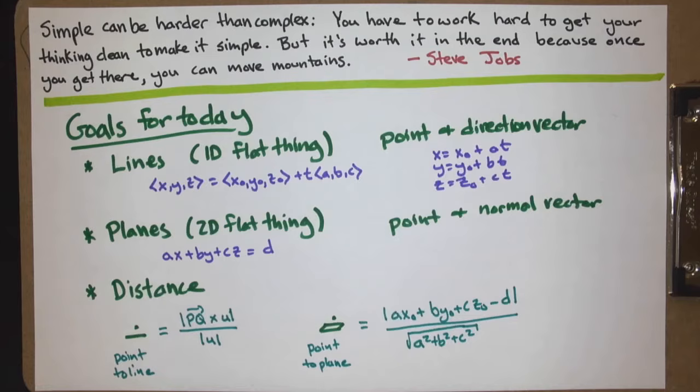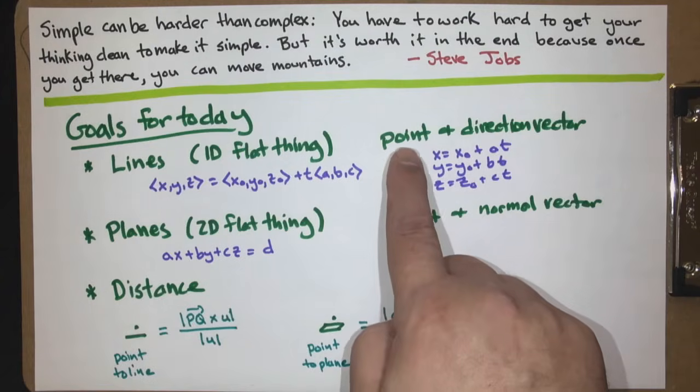And then we're going to go to our other flat thing, which is a plane. And here, I should say we're phrasing everything in terms of 3 dimensions. And so for planes, it turns out these have the equations ax plus by plus cz equals d. And we'll talk about what it takes to make a plane.